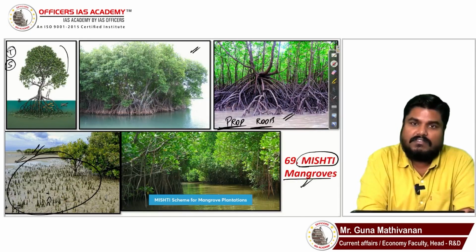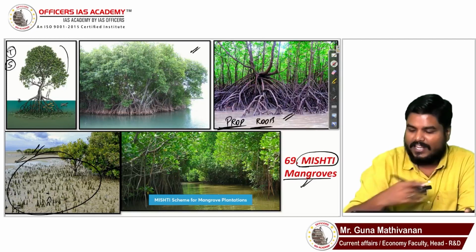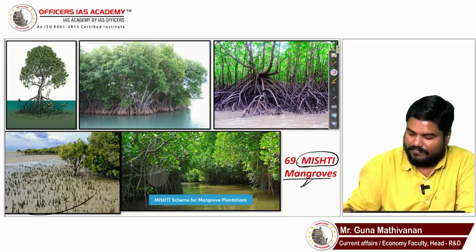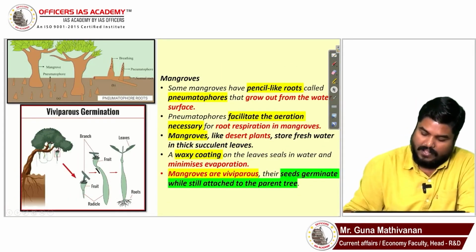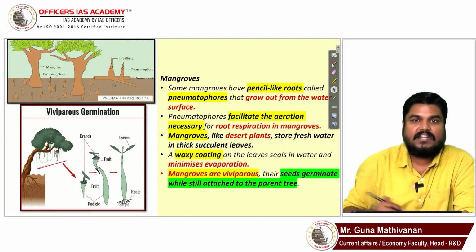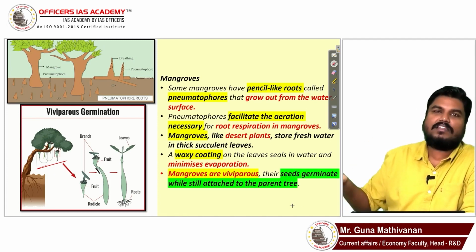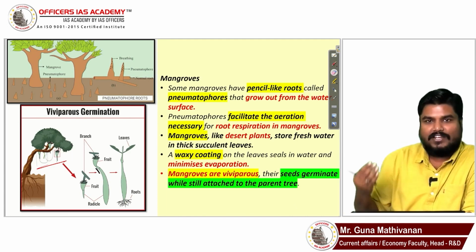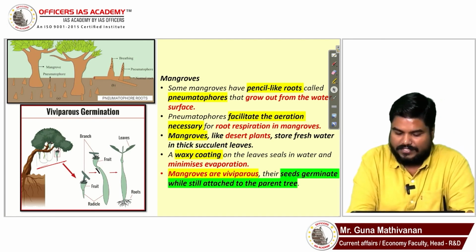Viviparous means the seed will germinate while attached to the tree only. So the seeds germinate within that tree only, then it falls. I'll show you the image. See? The seeds germinate while still attached to the parent tree. Usually the tree has fruits, the fruits fall, and the seeds germinate from the soil. But here, the germination starts even while it is attached to the tree. So these are the features of mangroves.